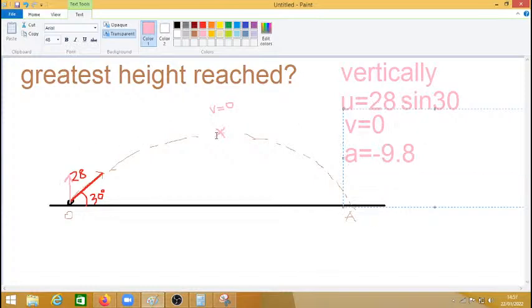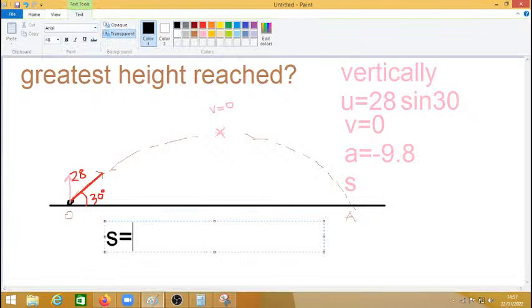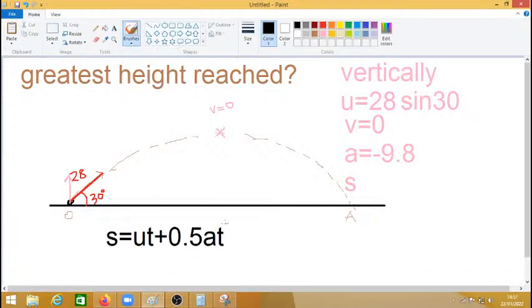Okay, what else do I know? That's about it. It would be nice to know what I'm trying to find out, which is the greatest height. So that's S. Okay, let's try and put that into a formula. The formulas we've used so far, I don't think they're going to work. Ut plus half at squared. That will tell us S, which is good. But do we know what u is? Yes, we do. Do we know what time is? No, we don't. So we don't know what s is. We don't know what time is. That's too many unknowns. You can't have more than one unknown.